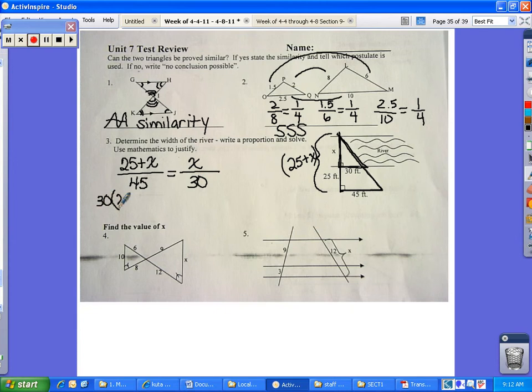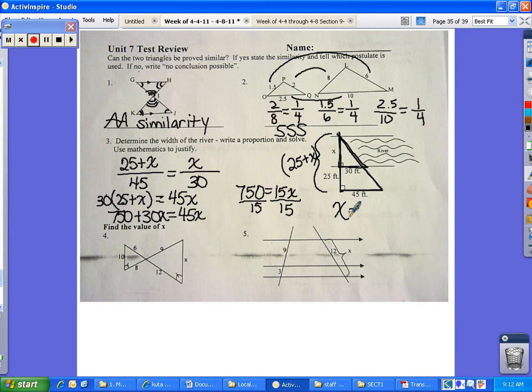30 times 25 plus x equals 45x. Distribute the 30, you get 750 plus 30x equals 45x. Subtract 30x from both sides, and you're left with 750 equals 15x. Divide both sides by 15, and x equals 50 feet. So again, if you don't have the side that's split proportionally, and it's a base, then you have to compare the entire side.